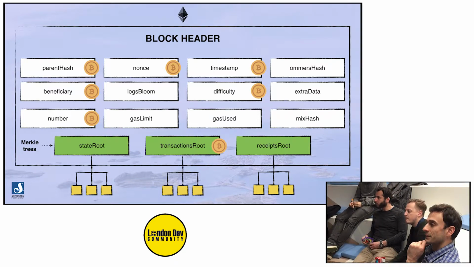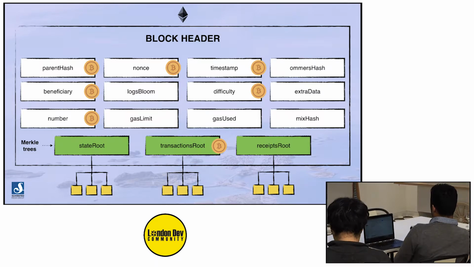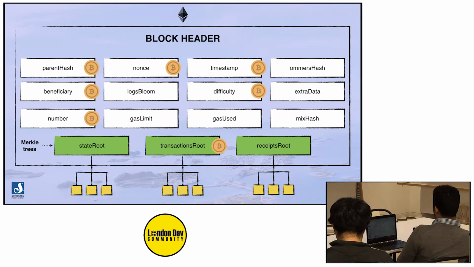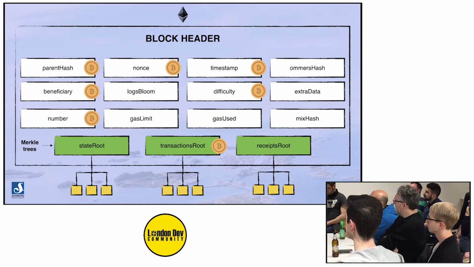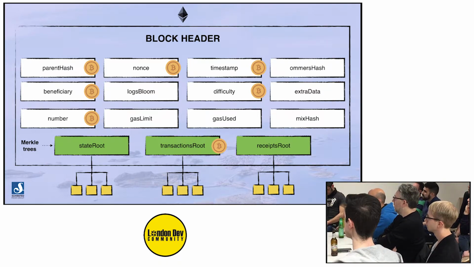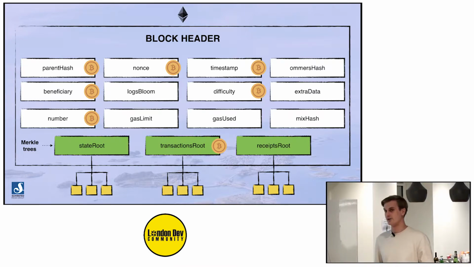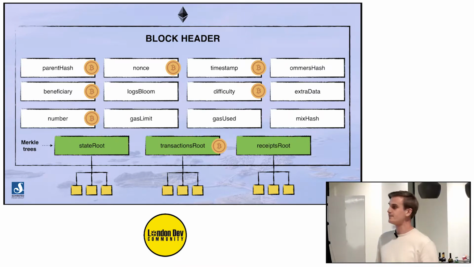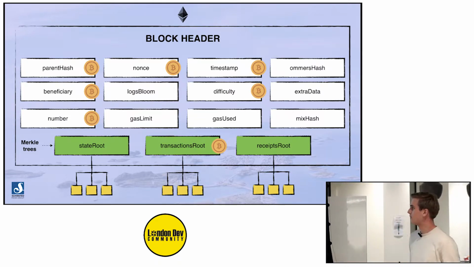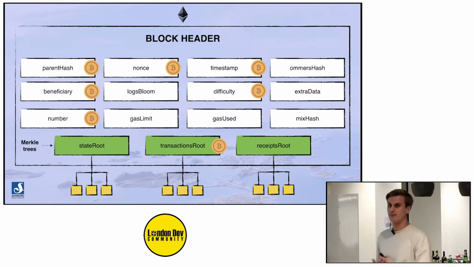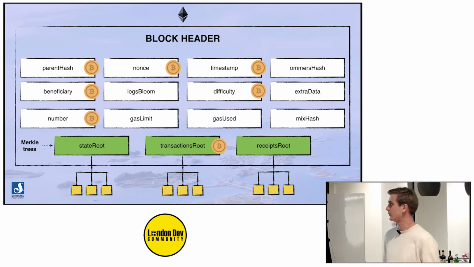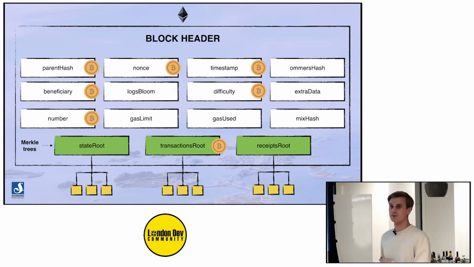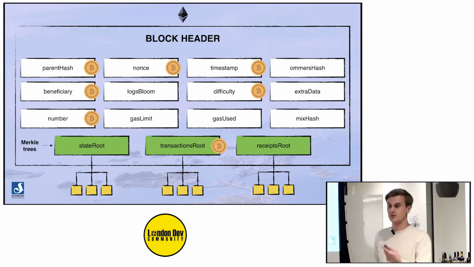The nonce is, a bit simplified, the random number that you come up with to prove that you've done a piece of work. You have a timestamp. The difficulty is just a number, which when it goes up, it is harder, meaning that you need more computing power to come up with the correct nonce to prove that you've done the work on the block. The beneficiary is just the miner's address, where the reward goes. And the number is the block number, so that just adds on, it's the last block number plus 1.